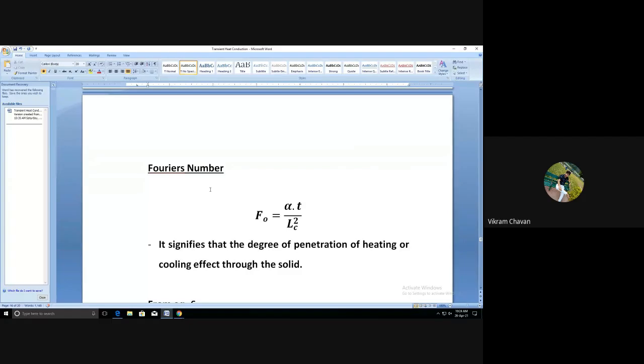Okay, so getting what Biot number signifies and what Fourier number signifies. Is there any question, any doubt? You can ask now only. Whether you understood everyone? Okay.